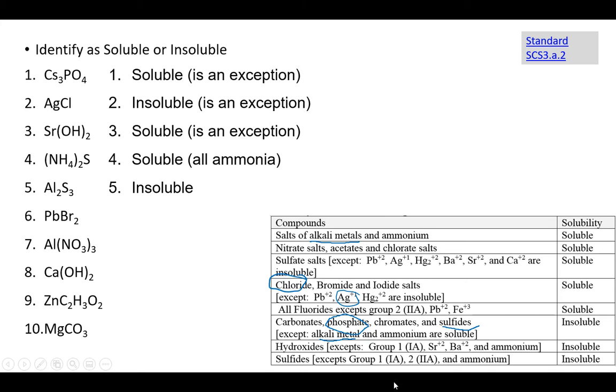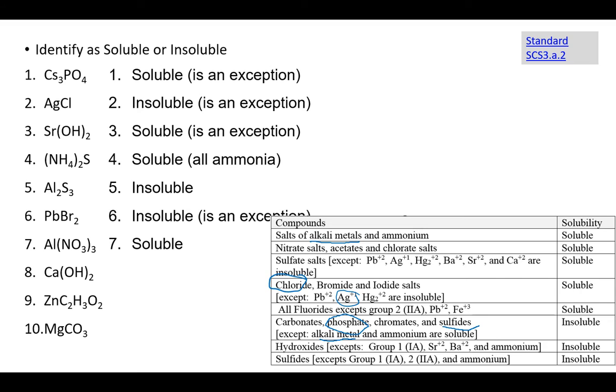So, next couple, fairly quickly. Lead bromide. If I look at my bromide rules, I can see that bromides are soluble unless they are with the lead 2 ion. Therefore, it's insoluble. Aluminum nitrate: nitrates are all soluble. That's that second rule from the top.